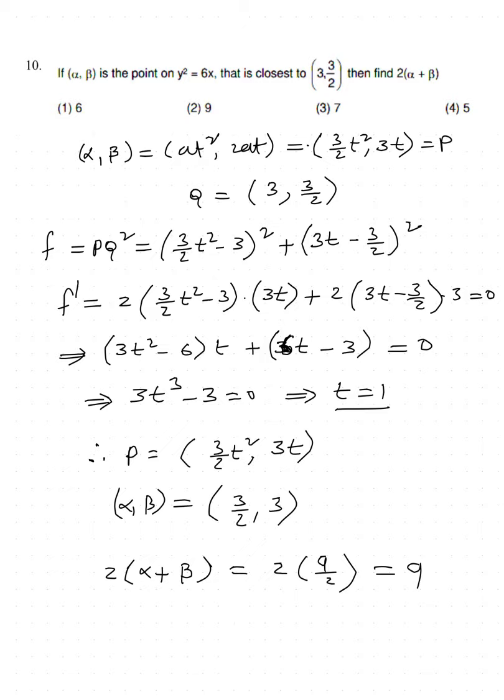Next, question number 11. Two circles pass through the point (minus 1, 4).